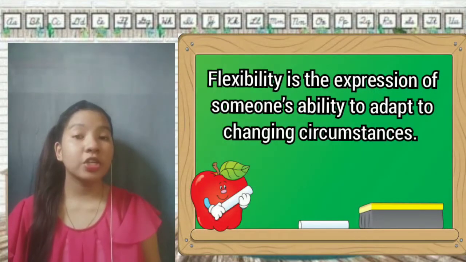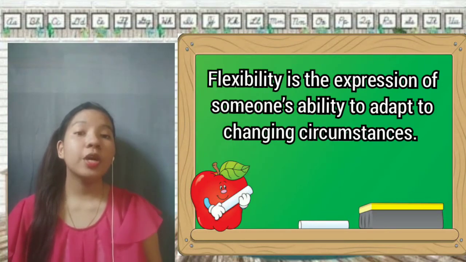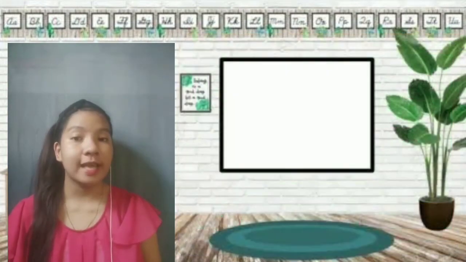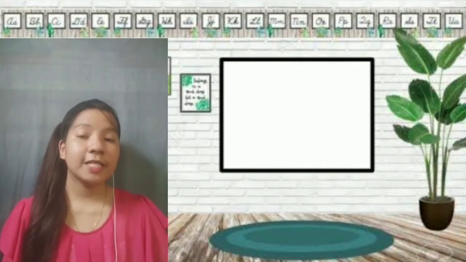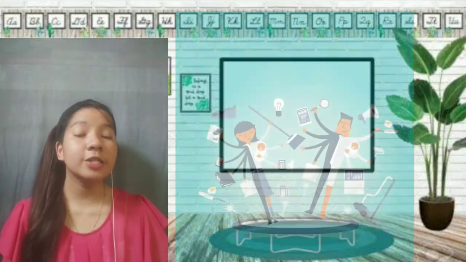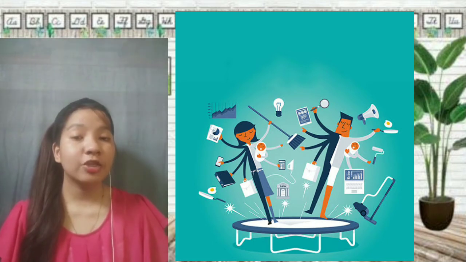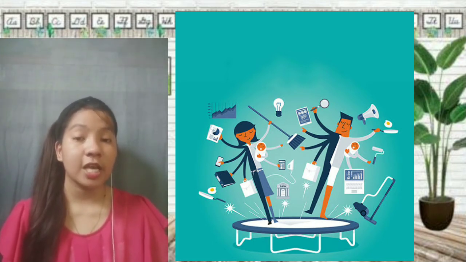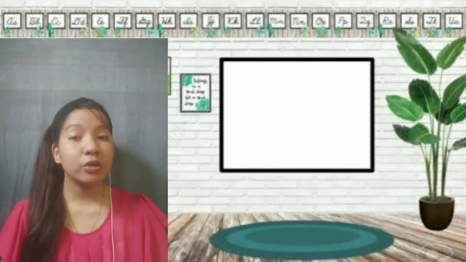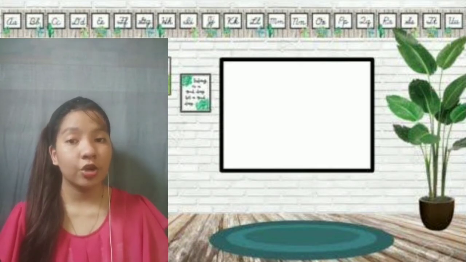Flexibility is the expression of someone's ability to adapt to changing circumstances. This skill focuses on a student's ability to be adaptable, to improvise, and to shift approaches to meet different kinds of challenges. For example, a student with strong flexibility skills will easily adapt to a change in a classroom routine such as a seat change or a schedule interruption.